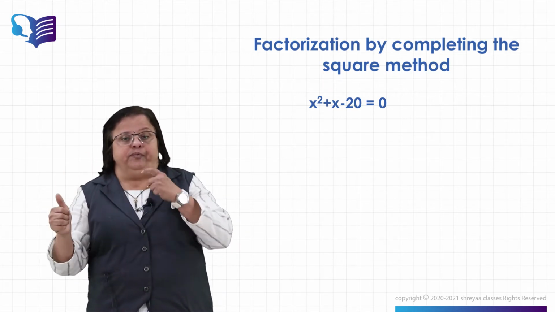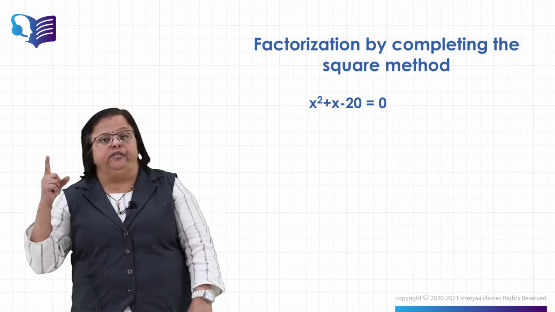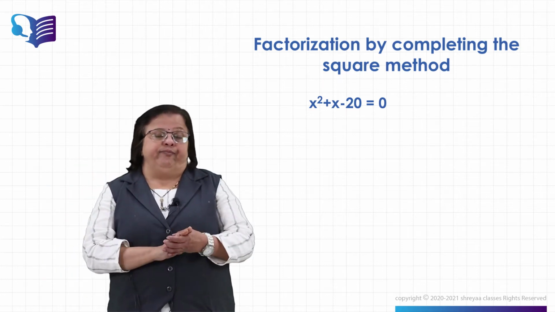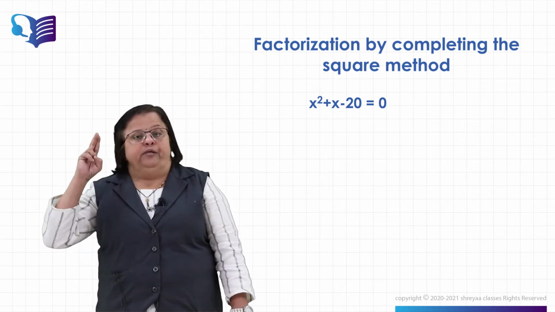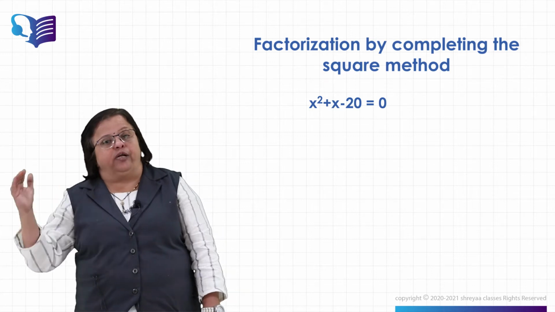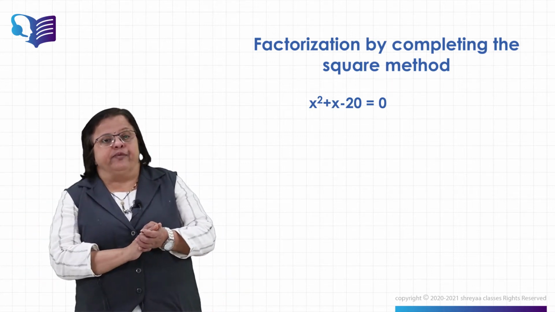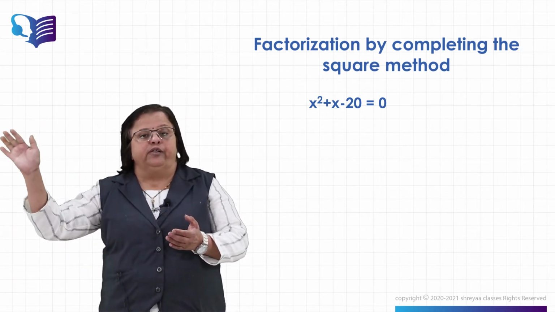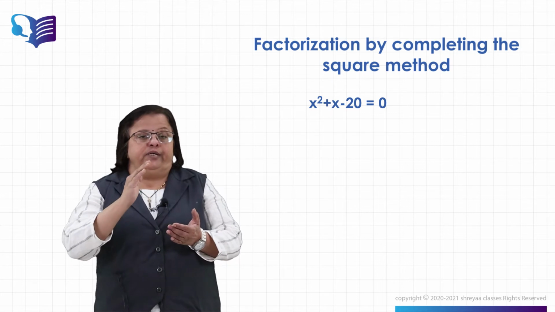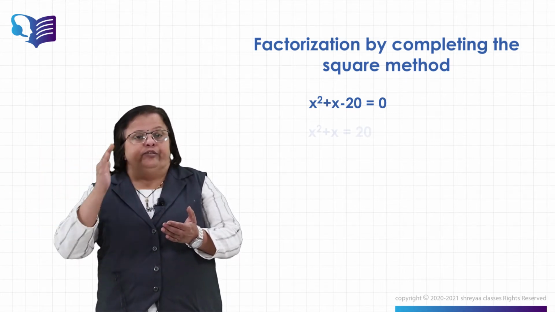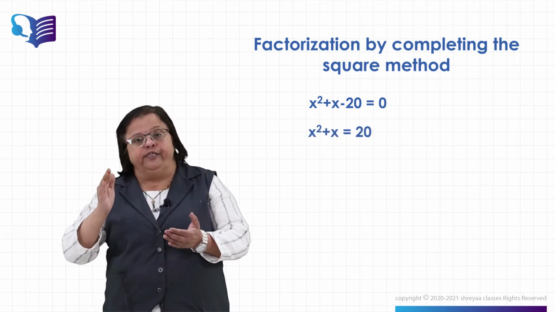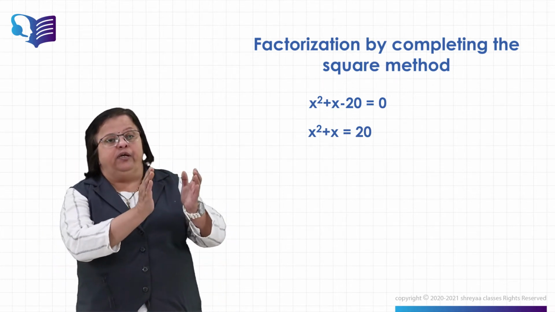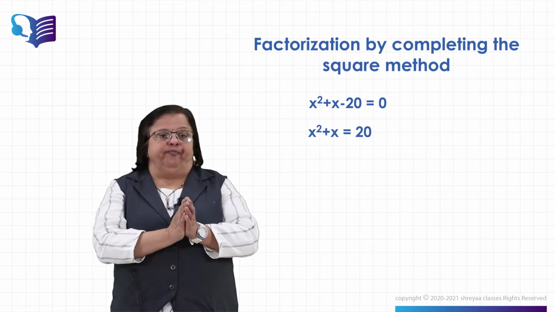The first step in the completing the square method is to write the quadratic equation in the standard form. The second step is to take the constant to the right hand side of the equation. So x square plus x minus 20 equal to 0 is our example. You will take minus 20 to the right hand side, so it will be x square plus x is equal to 20. Now on the left hand side we have x square plus x.